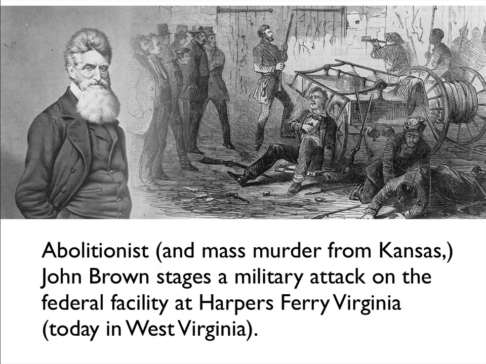Finally, after the Dred Scott case, there's an incident in Virginia. Abolitionist and mass murderer from Kansas, the Bleeding Kansas phase, John Brown, stages a military attack on a federal armory at Harper's Ferry in Virginia. Today, that's in West Virginia. He attacks federal troops. And eventually, he is captured and hanged. But the South says, look, the abolitionists have stopped trying to get rid of slavery by passing laws. They are now going to use force. They are going to encourage slave uprisings.